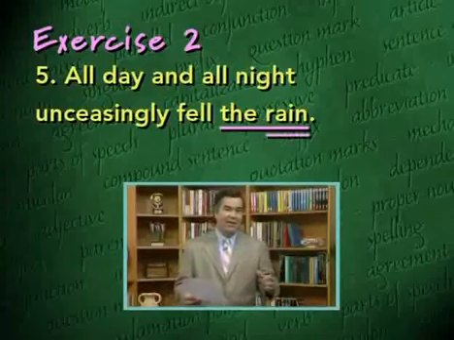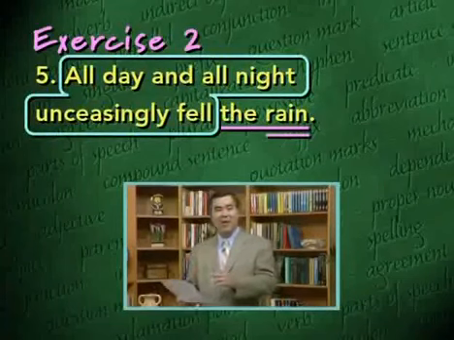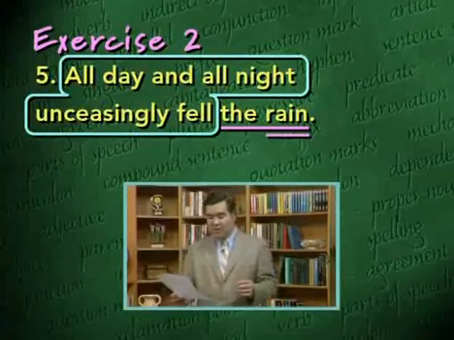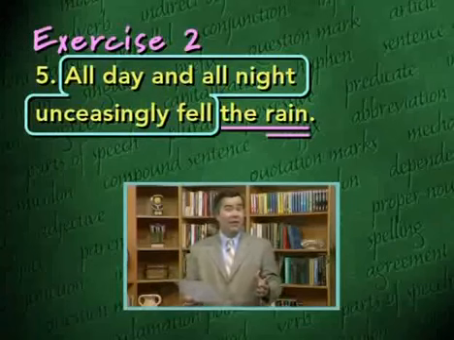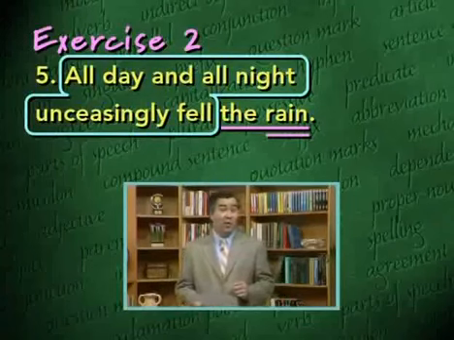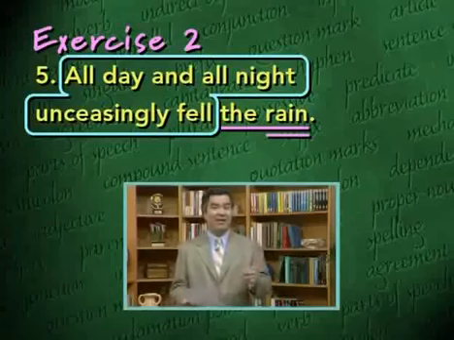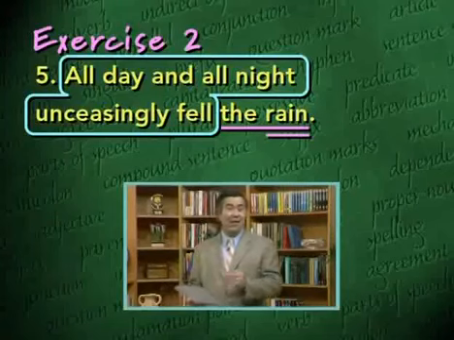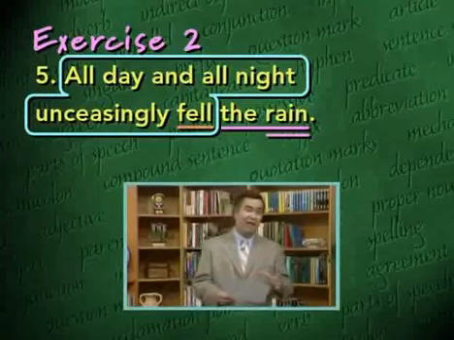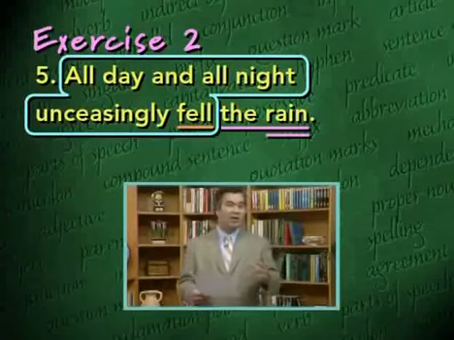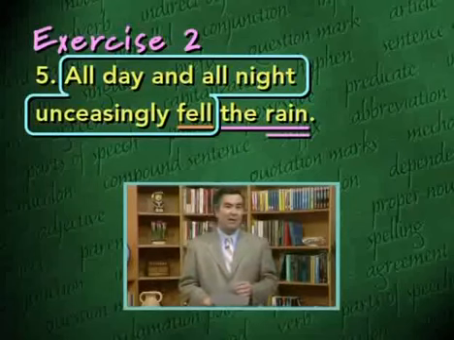The rest of the sentence is the predicate. It tells what the rain did. And what did the rain do? All day and all night unceasingly fell. What's the single most important word in the predicate? The verb, which tells us exactly what the rain did. The verb is fell. So the heart of this sentence is rain fell, and all the other words give us a little more information about that.